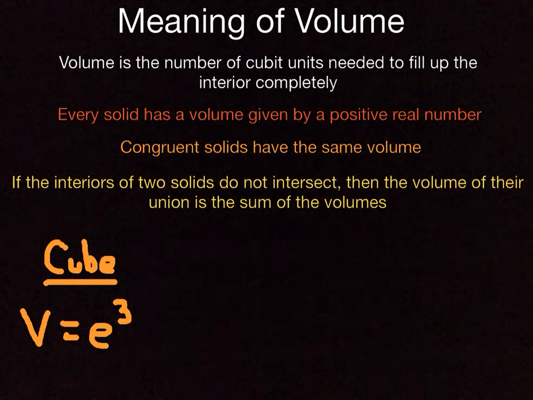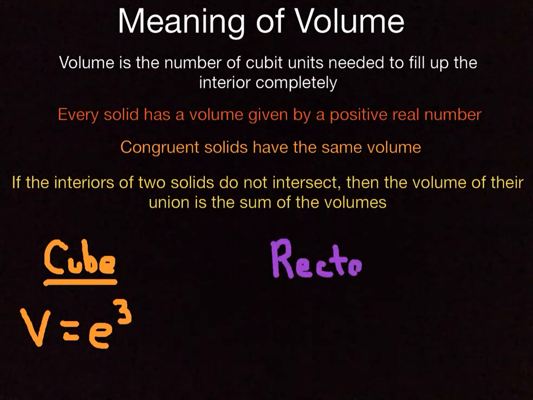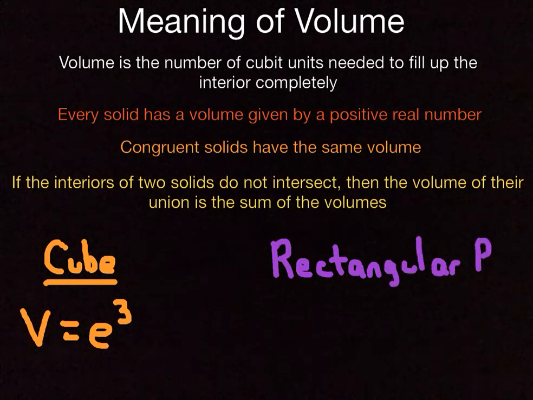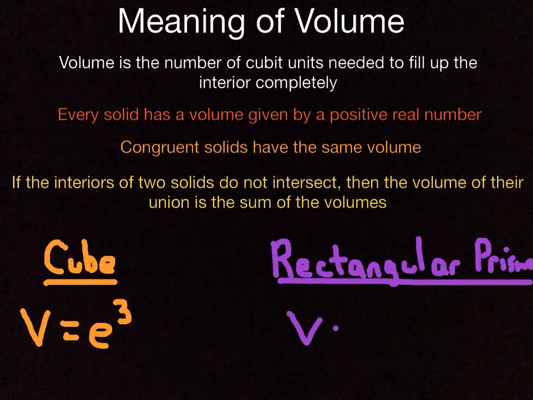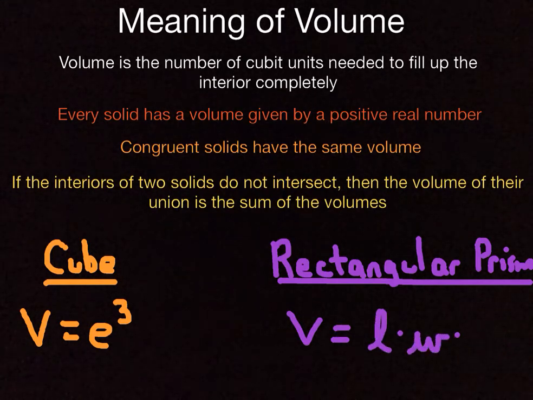Now, the second one that's pretty important is the volume of a rectangular prism. And we'll draw pictures of these so you can see both as well. The volume of a rectangular prism is simply L times W times H, or length times width times the height. All right, so let's take a look at how to calculate some example problems with cubes and rectangular prisms.